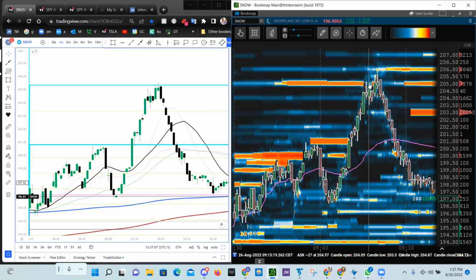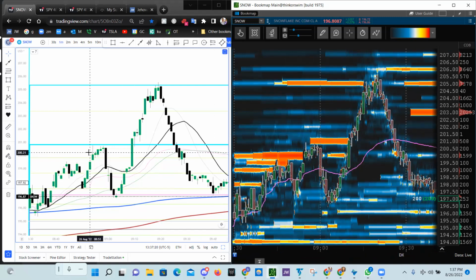All right, so again, we take advantage of it a couple times in here, 2 or 3 times in here, and again here at 205. And then from there, we proceed to get a major dump. Now, what also helped on the entries and exits was understanding where the algos were.